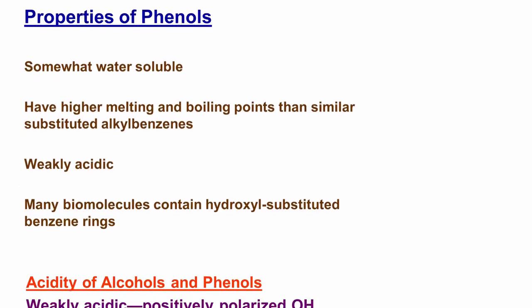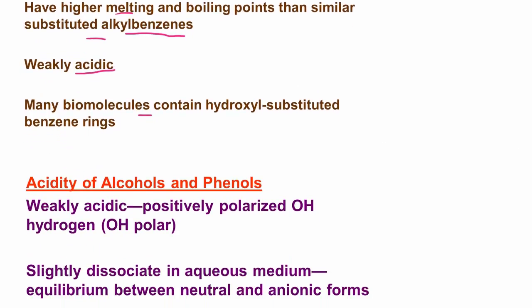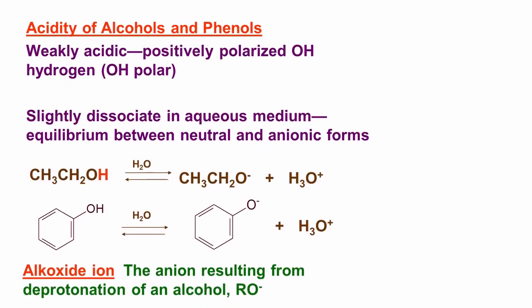Some properties of phenols. In this particular chapter, I don't expect you to know how phenols are prepared. I just want you to know how to name them, recognize them, the properties of the phenols, and we'll talk a little bit about the acidity. So phenols are somewhat water soluble, not very, because of that benzene ring. They have higher melting and boiling points than similar substituted alkyl benzenes. They're very weakly acidic, and we're going to find out that a lot of biomolecules contain these phenol groups, and we'll look at those a little bit later in the semester.